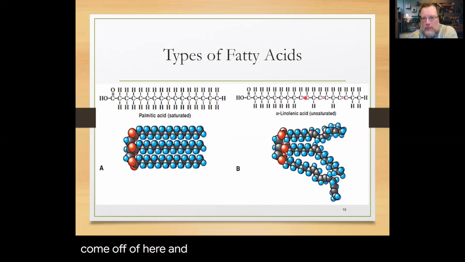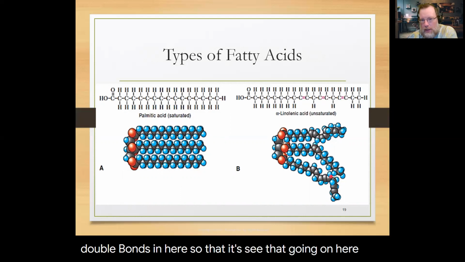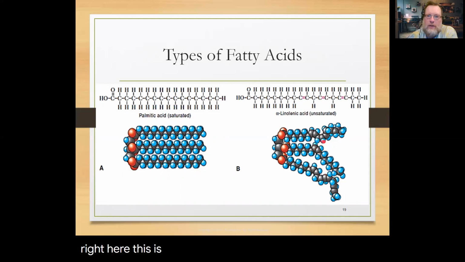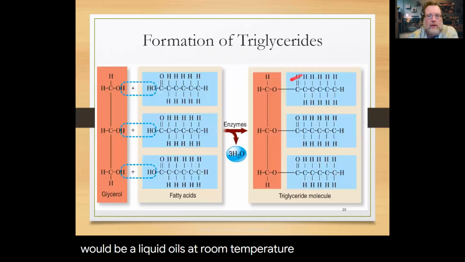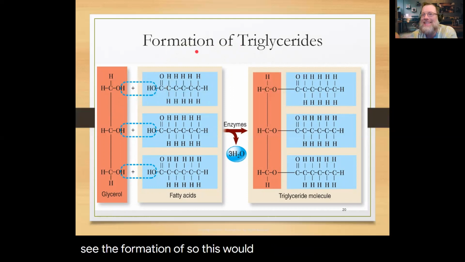And then we have a couple carbon double bonds in here, so that you can see that going on here and right here. This is what they call an unsaturated fat. Okay? Those would be liquid oils at room temperature. And again, we see the formation of, so this would be a synthesis or a dehydration reaction. So we're getting rid of water.